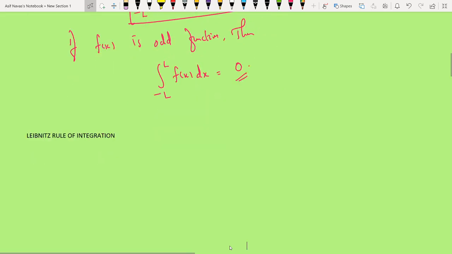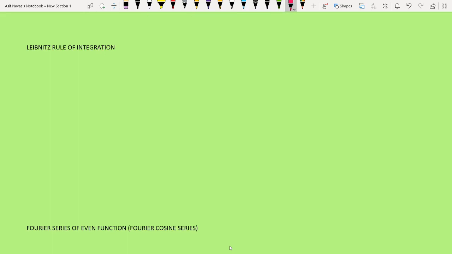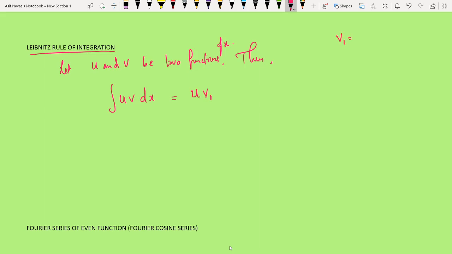You already know the product rule of integration. Let u and v be two functions of x. Then the Leibniz rule of integration says integral u v dx is equal to u v1 minus u dash v2 plus u double dash v3 minus u triple dash v4 plus and so on, where v1 is the integral of v, v2 is the integral of v1, which is the double integral of v, v3 is the integral of v2, and so on.